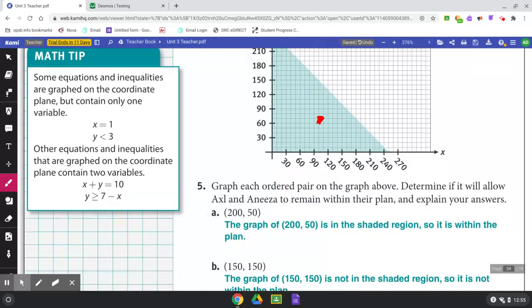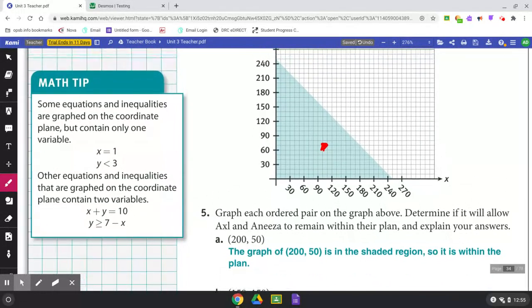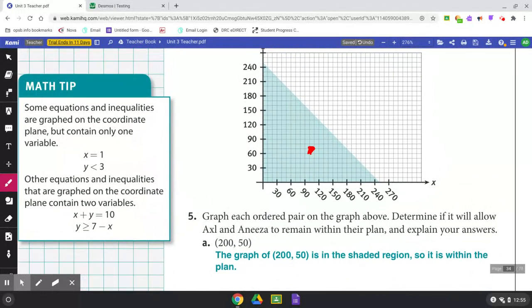So number 5 asks you to graph each ordered pair on the graph above and determine if it will allow Axel and Anisa to remain within their data plan. So basically, are these points in the shaded region above?